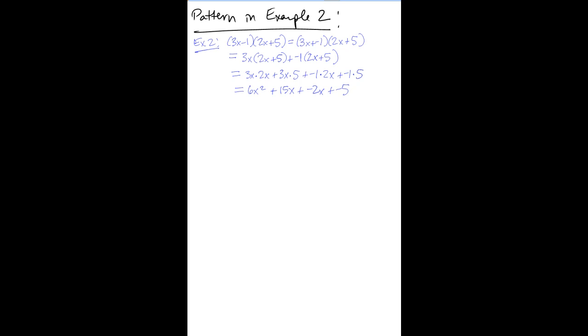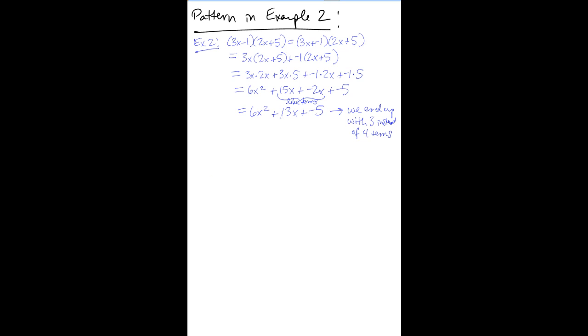Here is the step where it starts to differ from example 1. In example 1 we didn't have any like terms. But in this example what happens is these 2 middle terms are like terms, so we can add them together. So we end up getting 6x squared plus 13x plus negative 5. So instead of 4 terms, now we have 3 terms. We end up with a trinomial. Precisely because we had these like terms up here that could be combined.